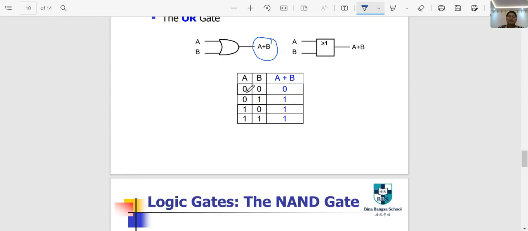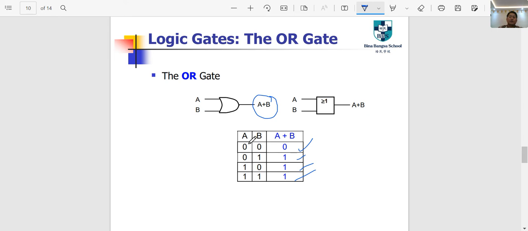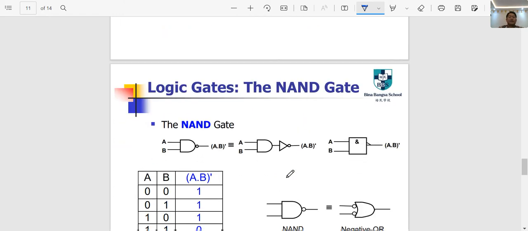Let's take a look at this one. 0 0 is equivalent to 0, 0 1 is 1, 1 0 is 1, 1 1 is 1. The conclusion that you can arrive at here is that the output of the OR gate is always equivalent to 0 if both inputs are 0, otherwise equivalent to 1. That is just the OR gate operation.